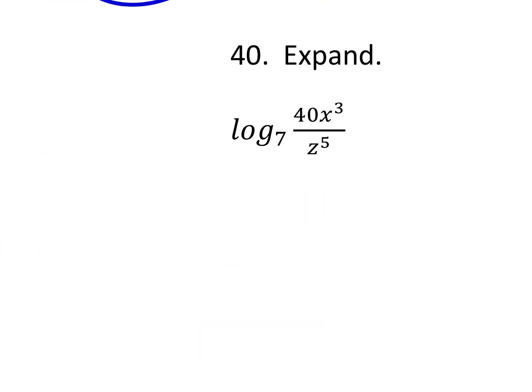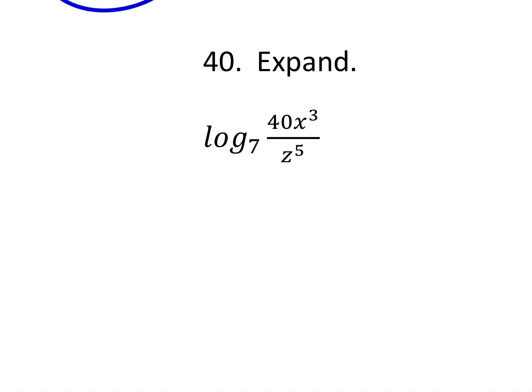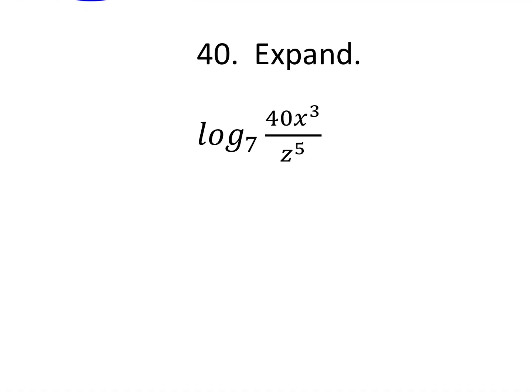Last question from the review, let's look at 40. We want to expand. So anything that's being multiplied, we expand it with addition. Anything that's being divided, we expand it with subtraction. So we have log base 7 of 40. 40 and x to the third power being multiplied, so we'd say plus, and every time we break it apart, each one gets its own log. Log base 7 of x to the third power. What do I do with the exponent? Bring it to the front, so this would actually be 3 log base 7 of x.